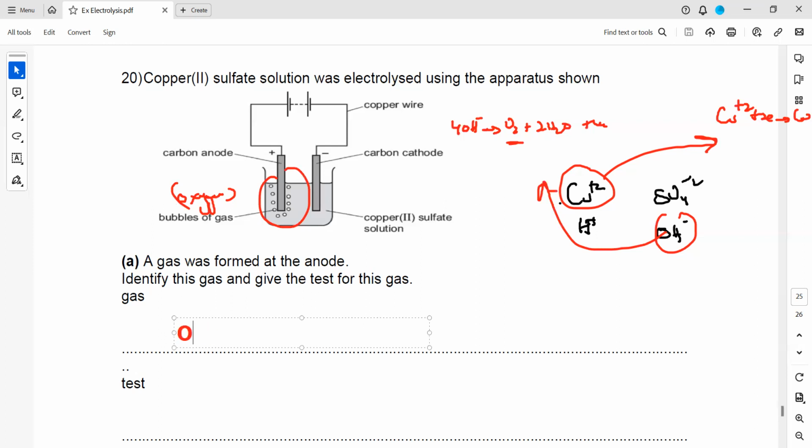And you have to learn the test for oxygen. We did in the class, how do we test oxygen? We test oxygen with a glowing splint. And what is the result of a glowing splint? It will relight. So glowing splint, relight.